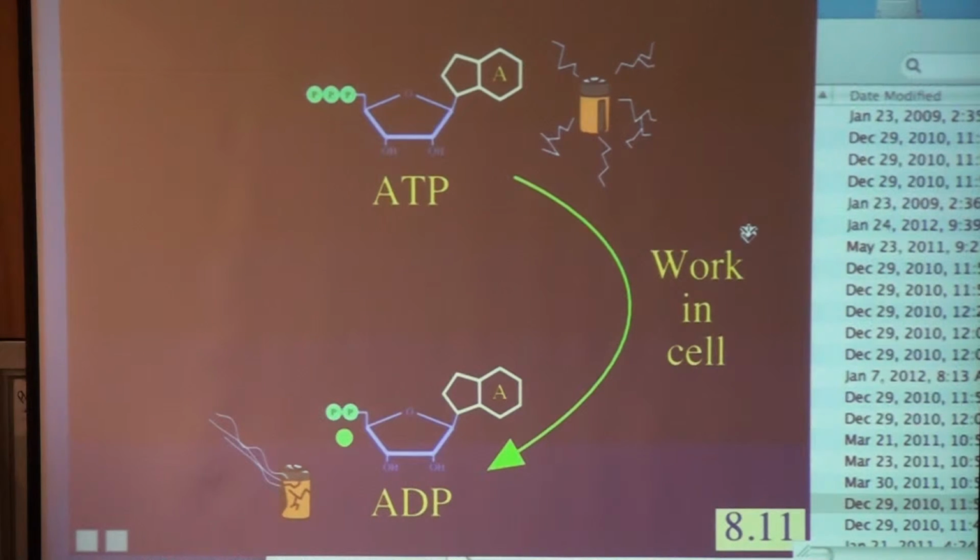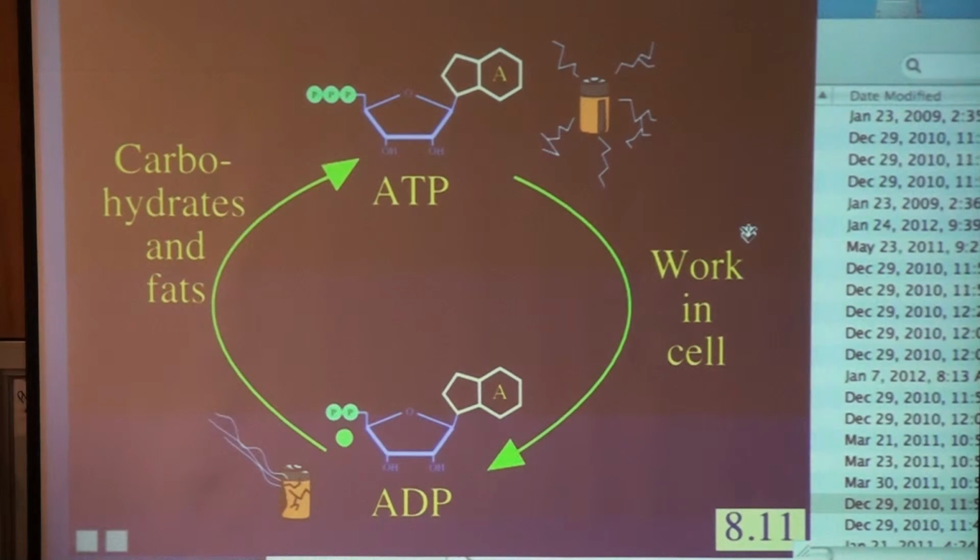But what cells rely on is recharging their ATP supply. The ATP is like a rechargeable battery, and so what the cell can do is take that inorganic phosphate and stick it back on right there, and when it does, it's been recharged up to ATP again. But you know from experience, it takes energy to recharge a battery, and that's where carbohydrates and fats come in. When I was telling you about the carbohydrate family and the lipid family, which is the fats, I said these molecules are energy providers. They're used for energy storage.